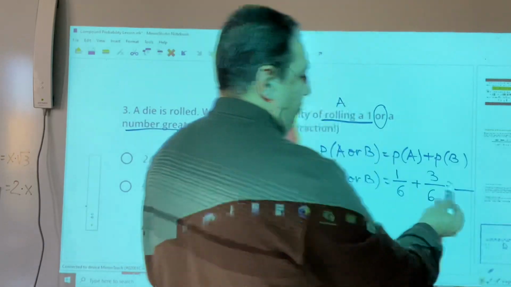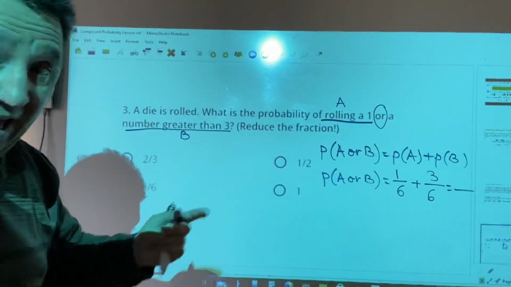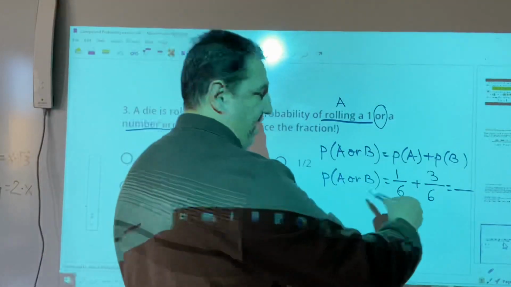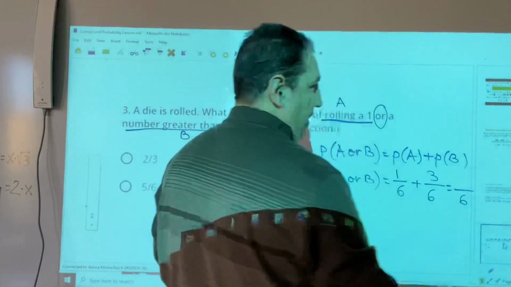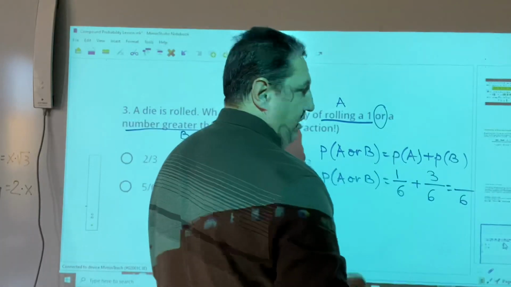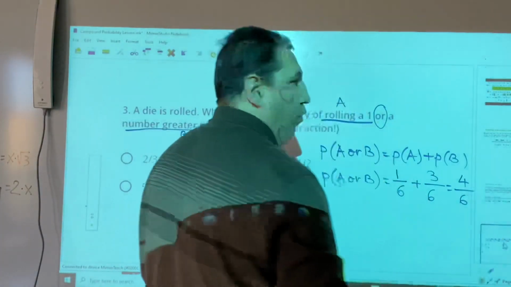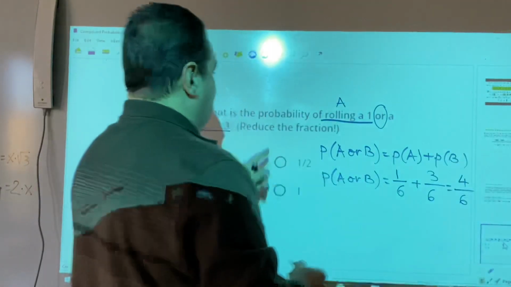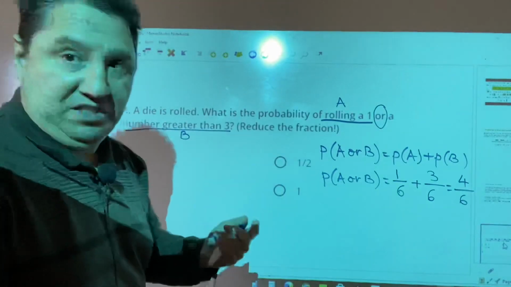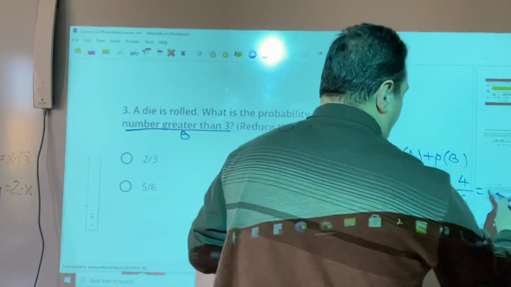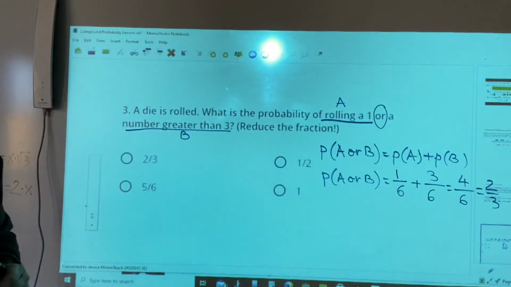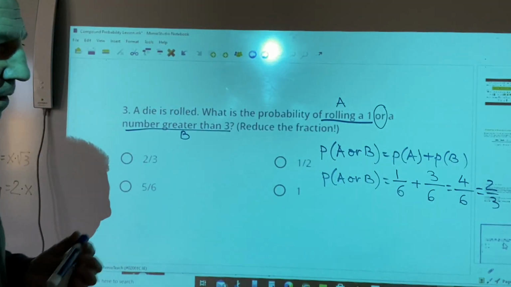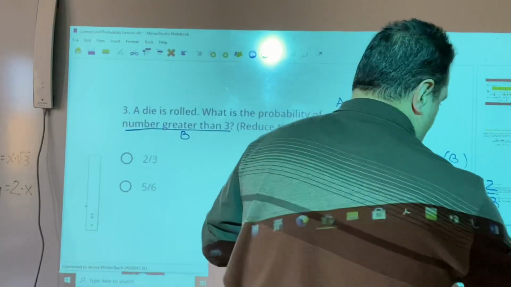Of course, we can add these fractions, because they have the same denominator. So we keep the denominator and we add the tops. We have 4 over 6. And of course, we can simplify the fraction to 2/3. Another 2 examples.